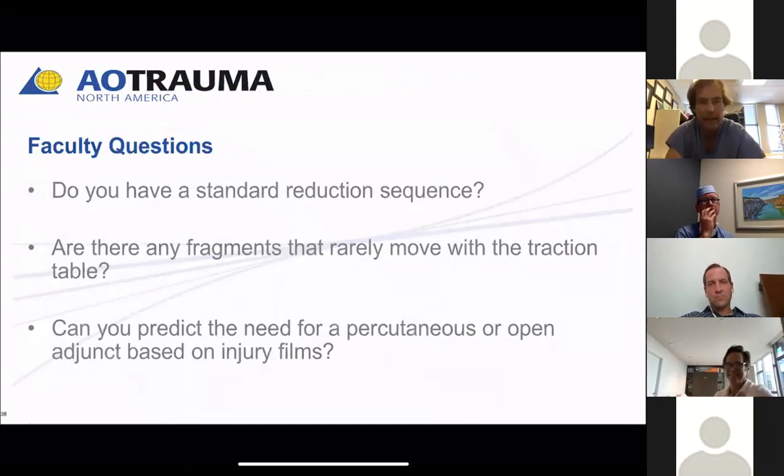In my residency, I don't think there was a standard reduction sequence. In fact, I felt like it was just a little bit of voodoo going on. I'd walk in and somebody would just mess with the foot and the traction, and all of a sudden they'd say, yeah, that looks okay, right? So do you have a standard reduction sequence that you do with all peritrochanteric fractures?